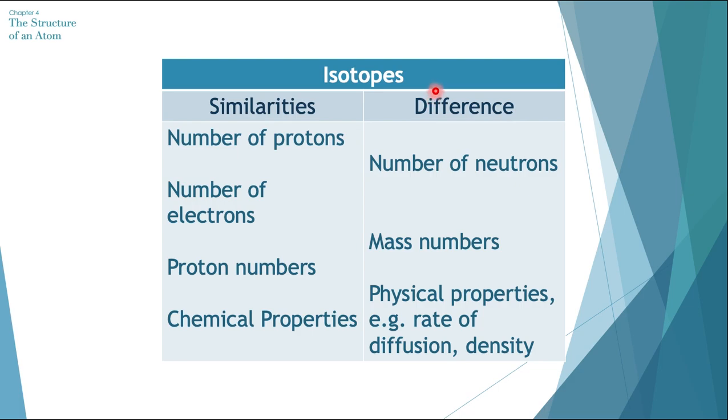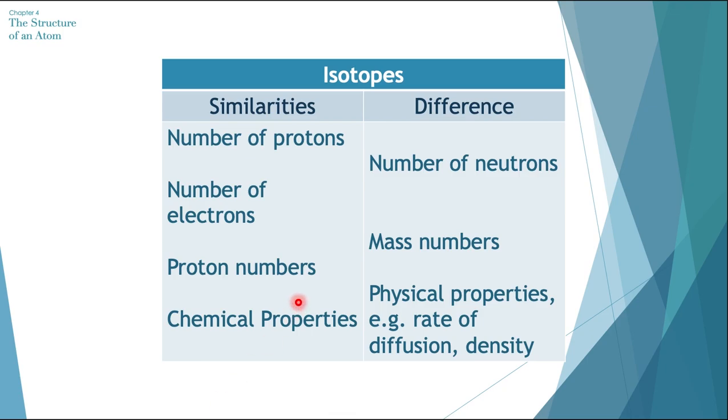Isotopes are atoms of the same element with different numbers of neutrons. And the relative atomic mass of an element is defined as the ratio of the average mass of an atom to 1/12 the mass of a carbon atom.